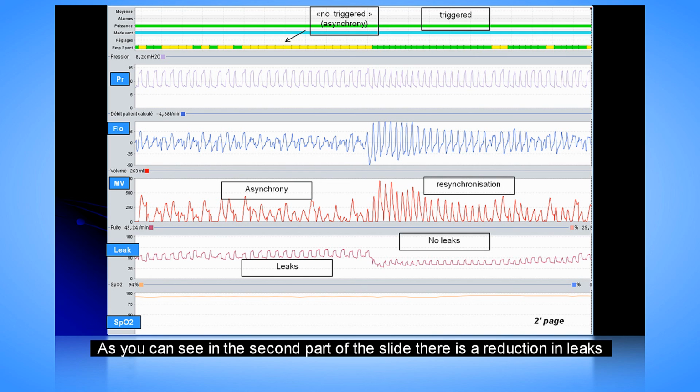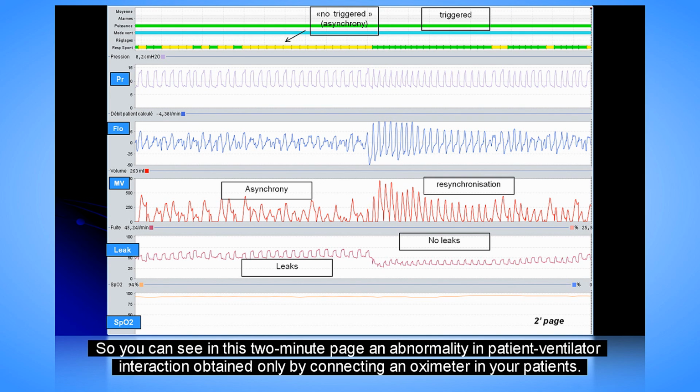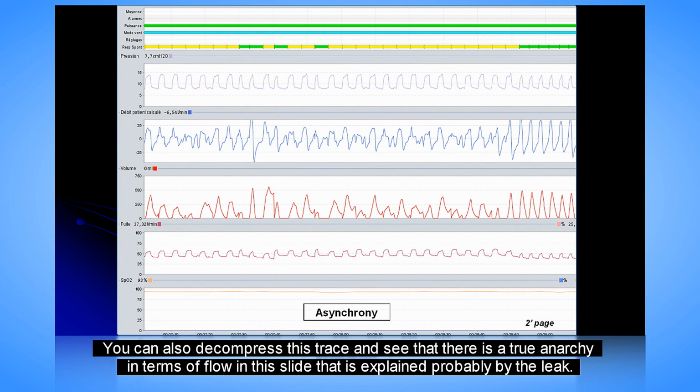As you can see in the second part of the slide, there is a reduction in leaks and the patient resynchronizes and triggers the ventilation, because the boxes at the top of the slide are green. So you can see in this 2-minute page an abnormality of patient-ventilator interaction obtained only by connecting an oximeter to your patients. You can also decompress these traces and see that there is a true anarchy in terms of flow in this slide that is explained probably by the leak.